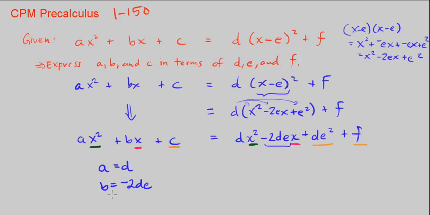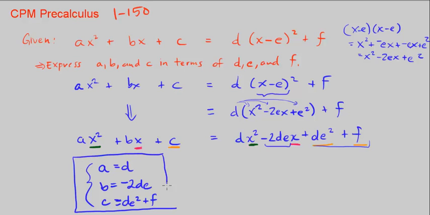And finally, c over here has to equal what's being multiplied by just 1, with no x, which is de squared plus f. And this is expressing a, b, and c in terms of d, e, and f on the right. They say it's a challenge problem, but if you just do it carefully, it's not too hard. So this ends CPM Precalculus Chapter 1, number 150.